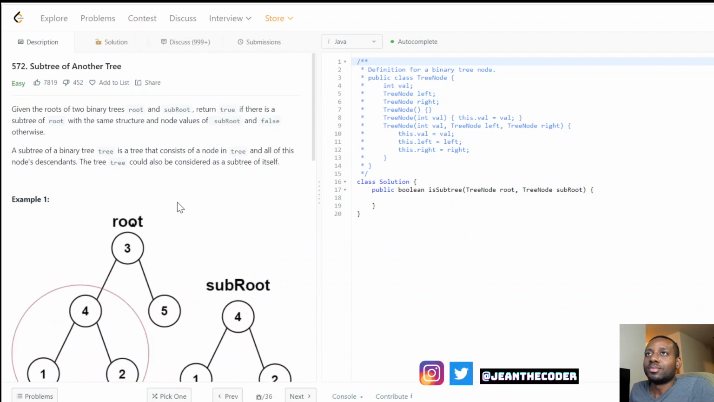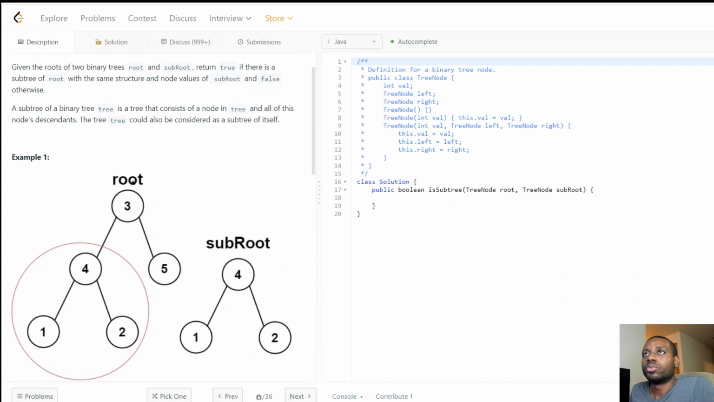Today we have an amazing problem for you guys. It's called Subtree of Another Tree. This is a very good problem, so make sure you pay close attention. It says, given the roots of two binary trees, root and subRoot, return true if there is a subtree of root with the same structure and node values of subRoot.